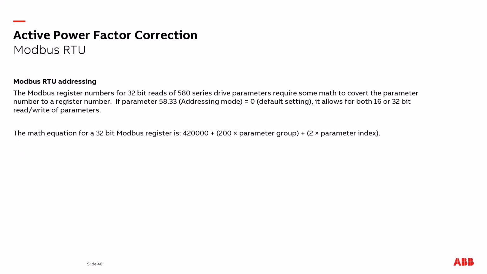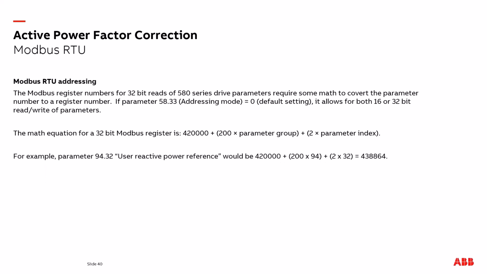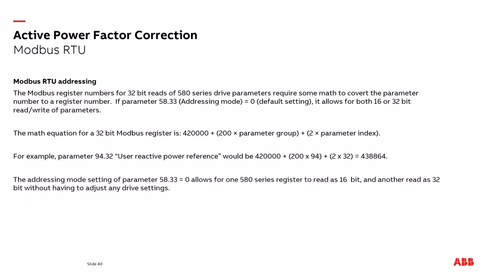The equation for the 32-bit Modbus register is 420,000 plus 200 times the parameter group plus 2 times the parameter index. So for example, parameter 9432 user reactive power reference would be 420,000 plus 200 times 94 plus 2 times 32. That's 438,864. The addressing mode setting of parameter 5833 allows the 580 series to register read as a 16-bit and another read as a 32-bit without having to adjust any other settings.